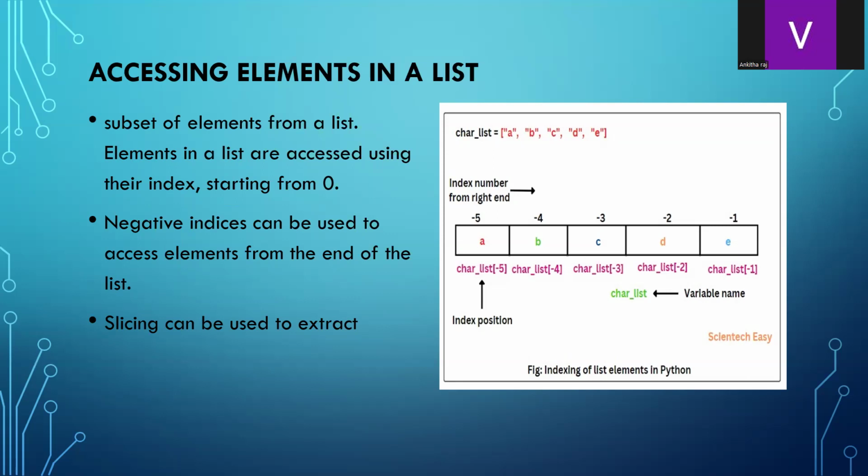Negative indexing can be used to access elements from the end of the list. Indexed positions: A, B, C, D, E. Index numbers from the right end: -5, -4, -3, -2, -1.